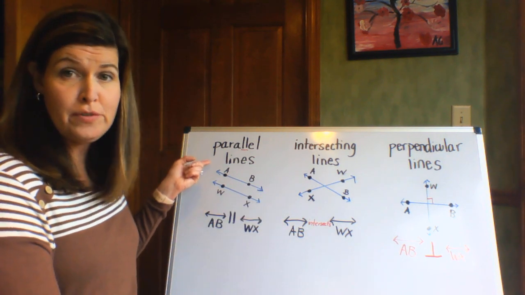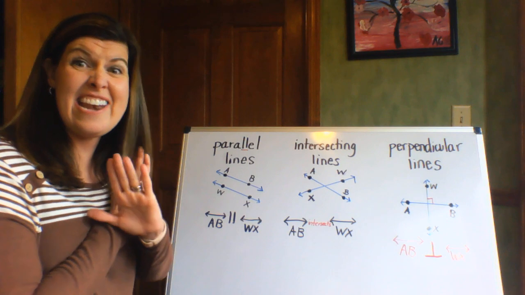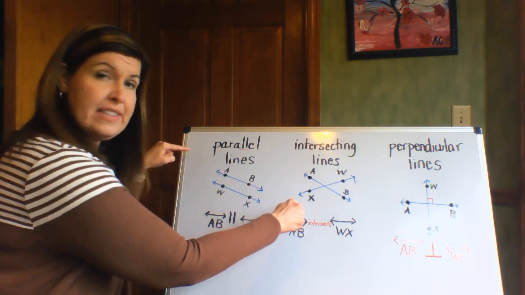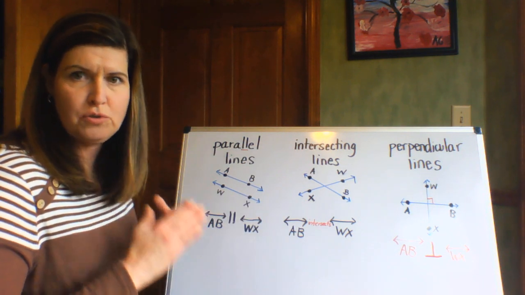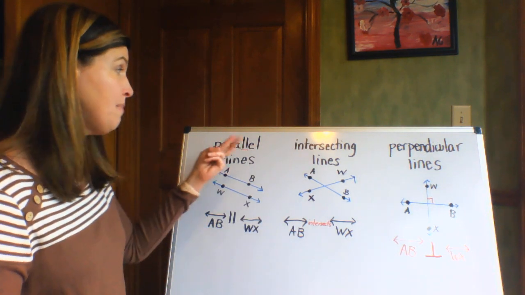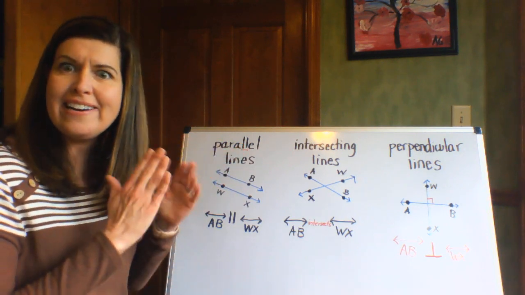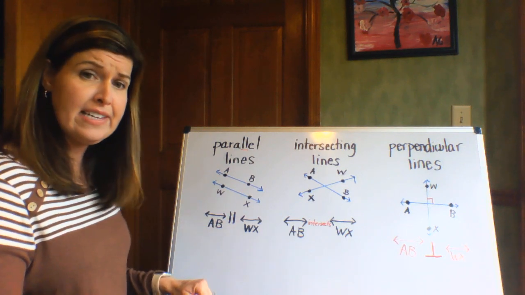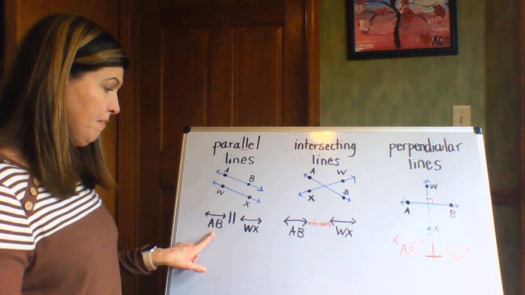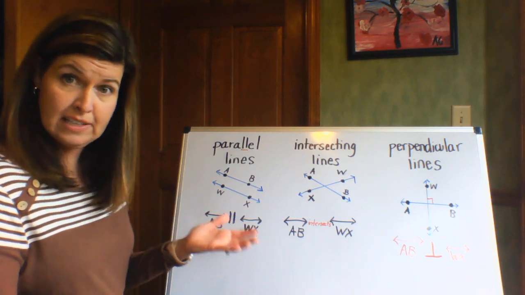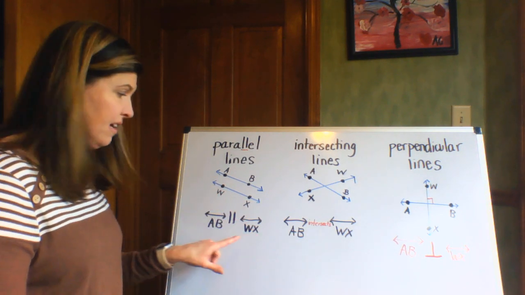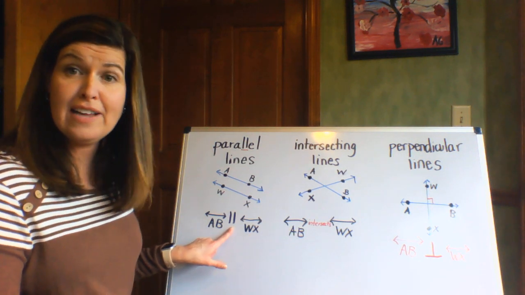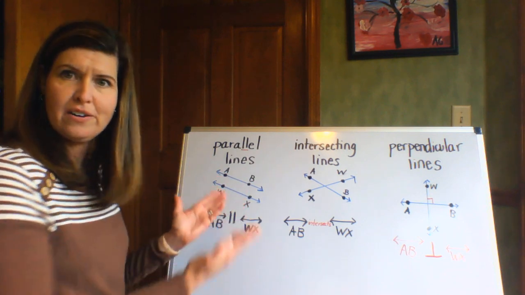So the definition, if you remember, of parallel lines is two lines that never ever cross. No matter how far we draw these lines apart, they're never going to cross each other. How I remember that is I think about the L's in parallel. They're right next to each other and they're parallel to each other. If I was going to write this, I would identify each line. So this is line AB and line WX.